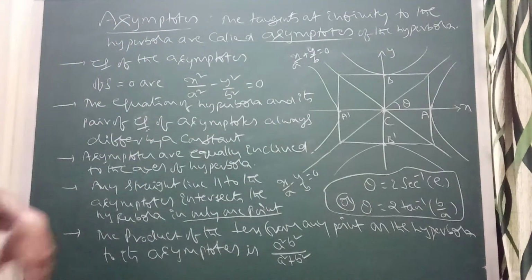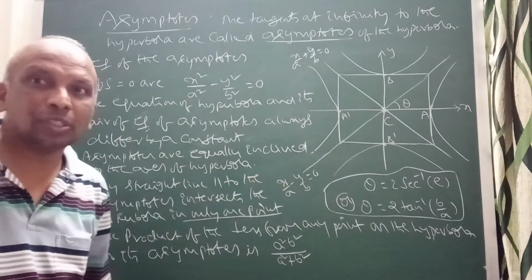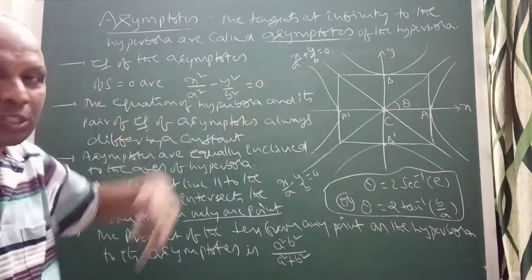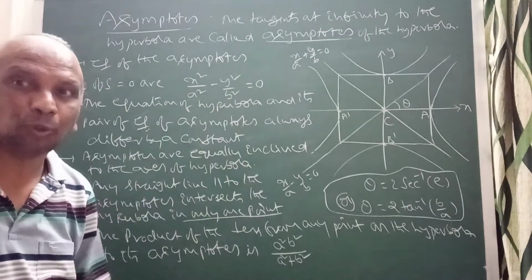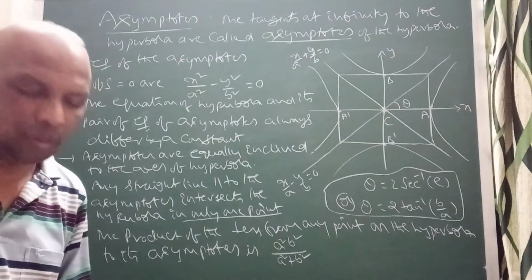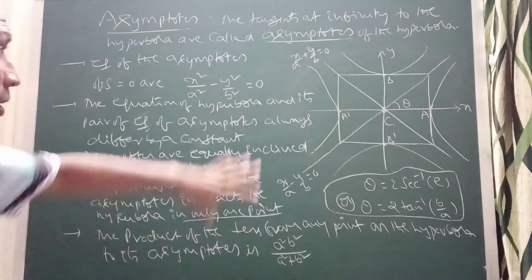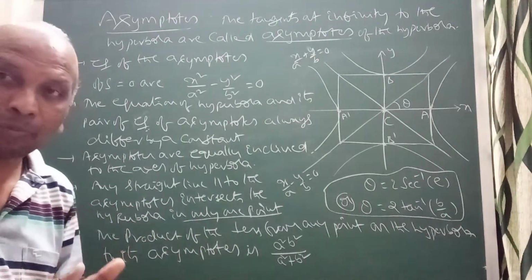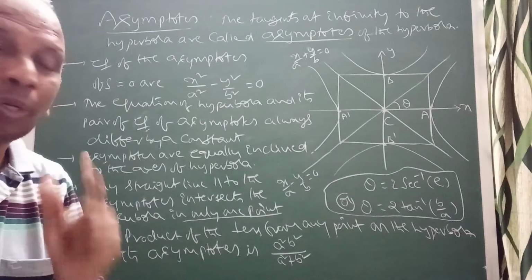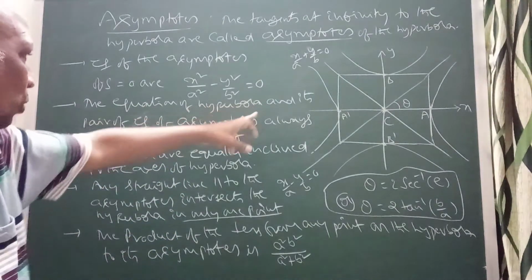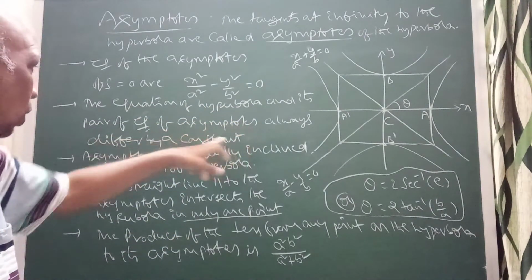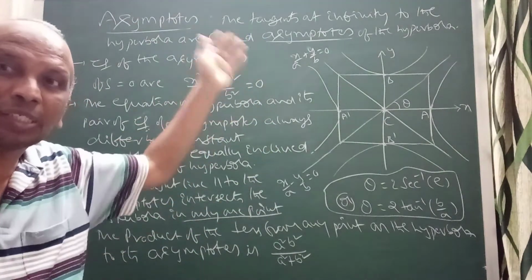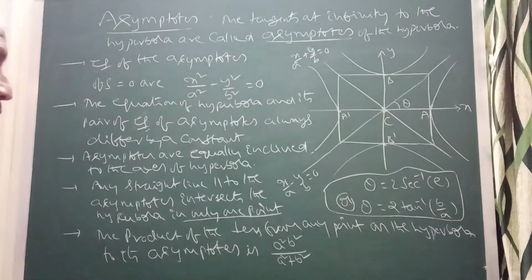In the general hyperbola equation, if you replace the constant 1 with 0, this gives the combined equation of the asymptotes: x square by a square minus y square by b square equal to 0. That means the hyperbola and the pair of asymptotes differ by only a constant. If it is 1, it is the hyperbola equation. If it is 0, it is the combined equation of the pair of asymptotes.